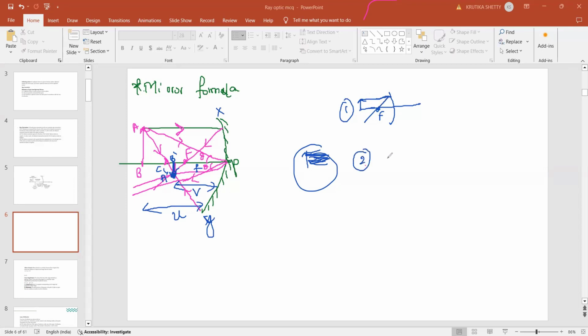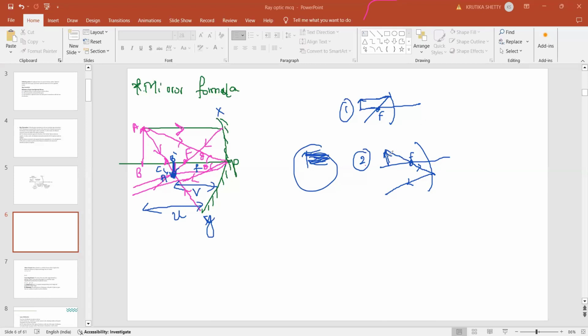The second law is the reverse: the ray which is passing through the focus, that is, the incident ray from the object going through the focus, after hitting the mirror and reflection, goes parallel to the principal axis. So the first we said: the ray which is parallel to the principal axis, after reflection passes through the focus.